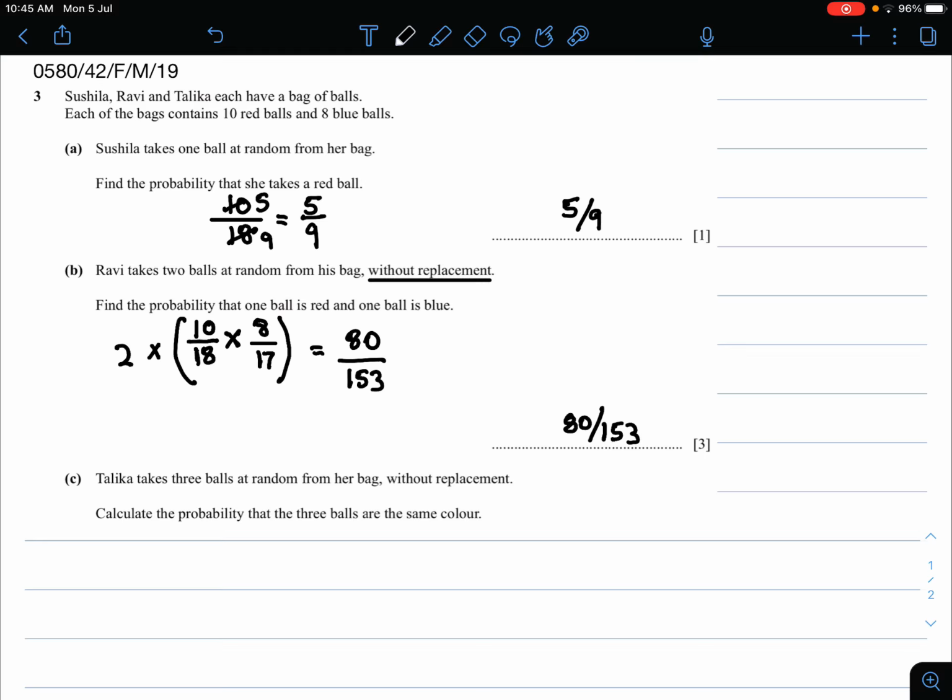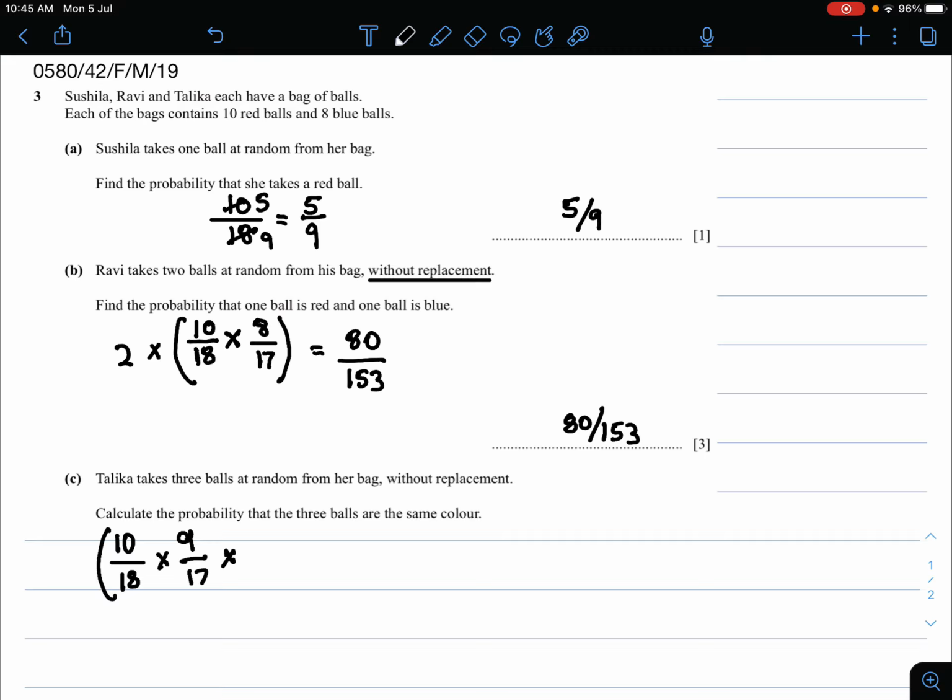Now let's move on to part C. Talika takes 3 balls at random from her bag without replacement. Calculate the probability that the 3 balls are the same color. So, without replacement, 3 balls of the same color. So 10 would be for the red ball. So 10 divided by 18 for the first pick, multiplied by 9 divided by 17 for the second pick, because one red ball is removed now.